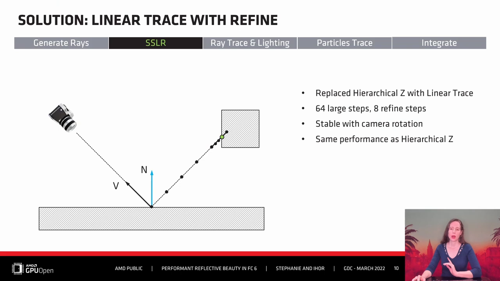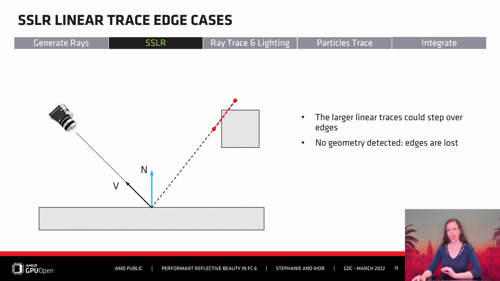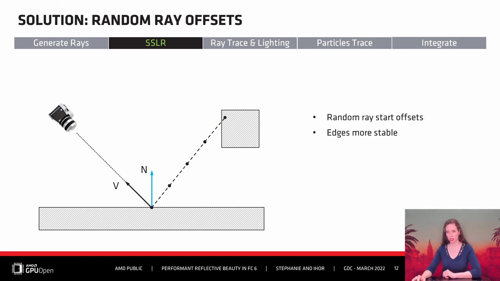Yay! But we found that edges were sometimes being missed. Edges were missed because the rough linear steps could pass over edges of geometry. Both of these points of the linear trace are unobscured and not behind geometry in the depth buffer. Subsequently, the linear trace will simply step over the edge and continue. To address the problem of missing edges, we added random ray start offsets.